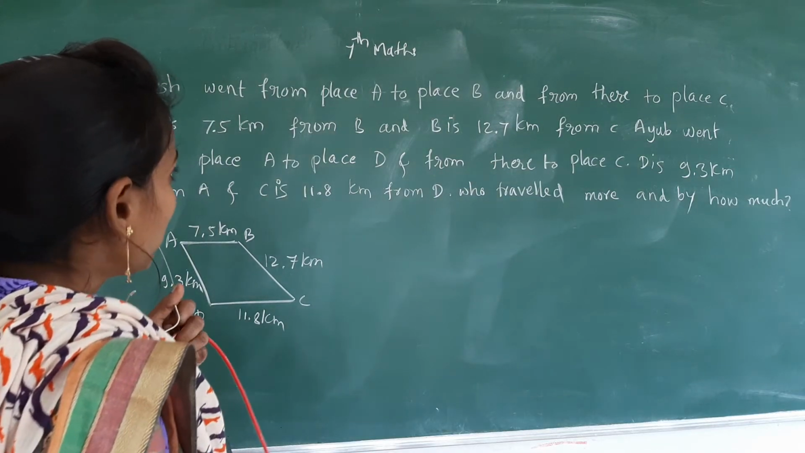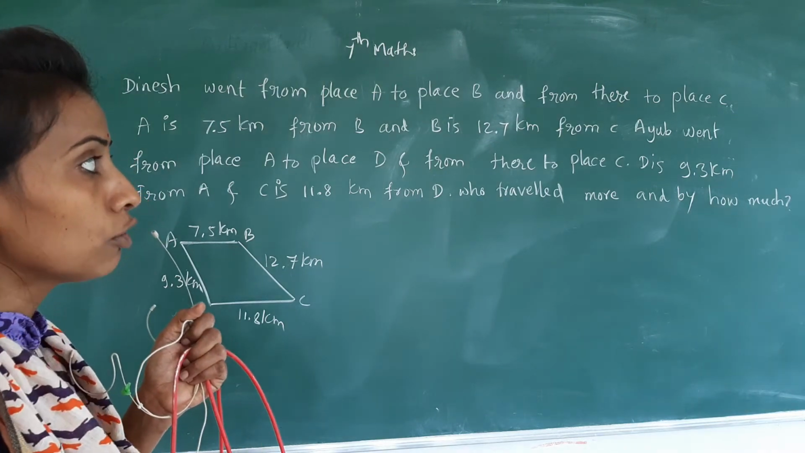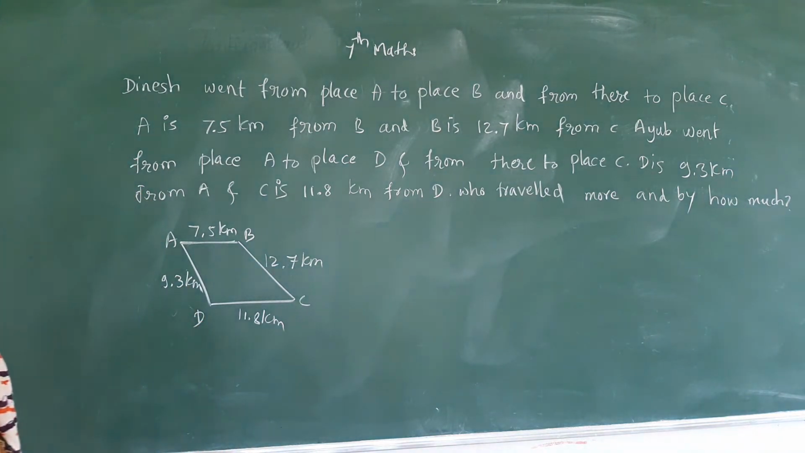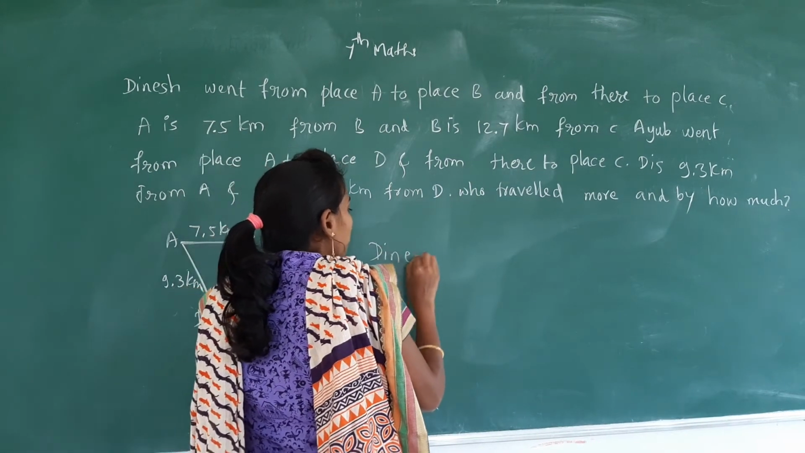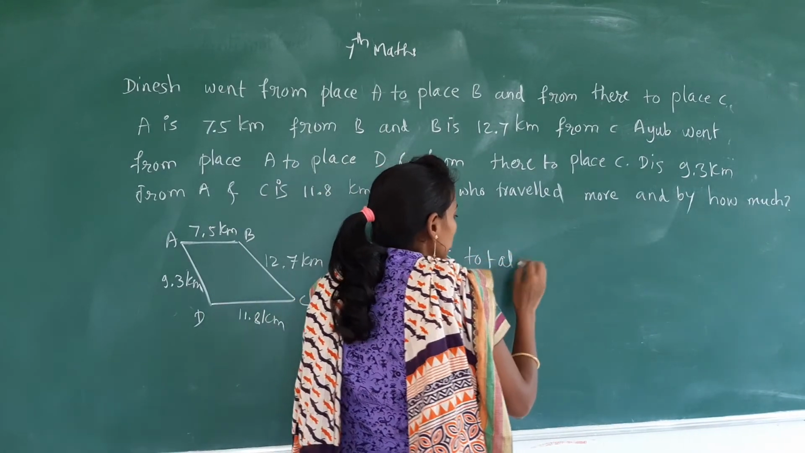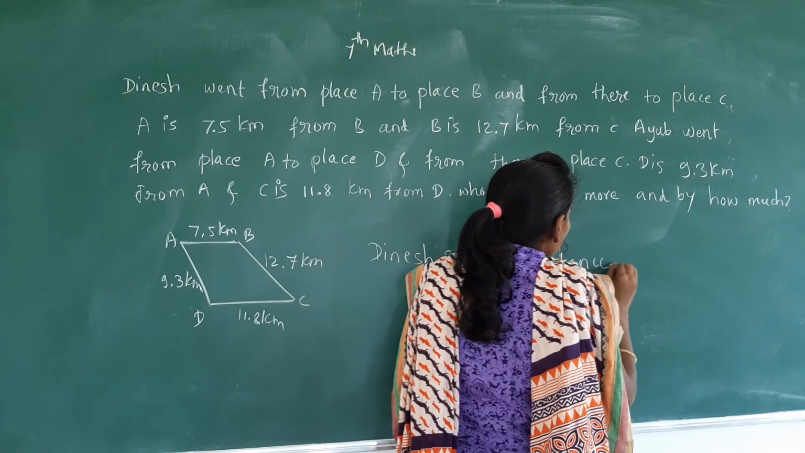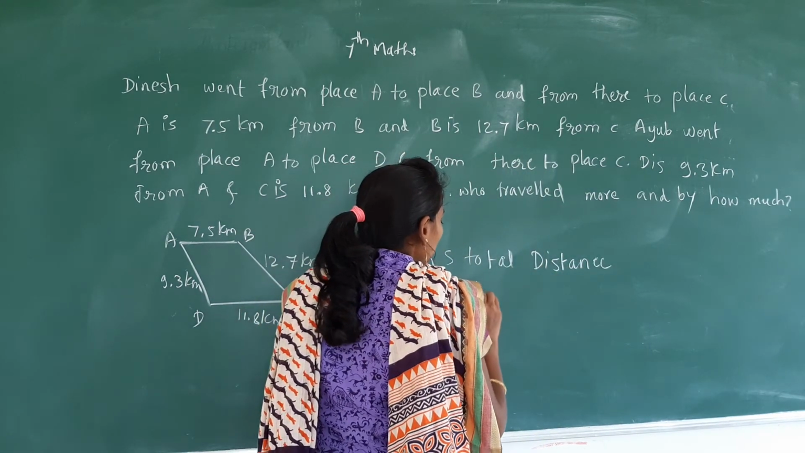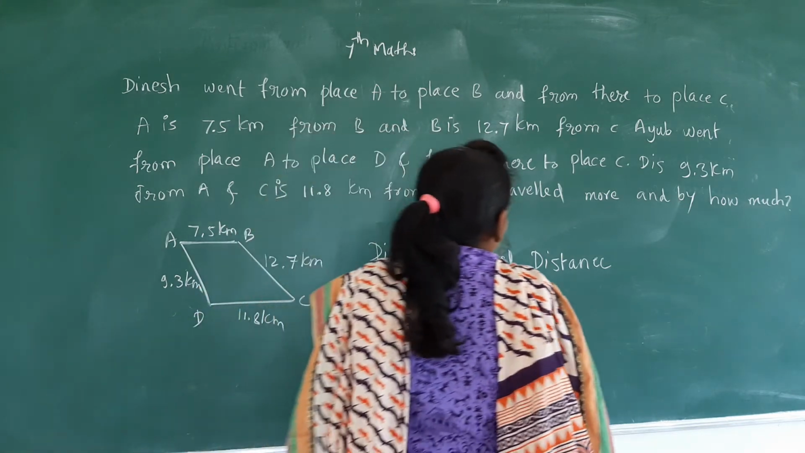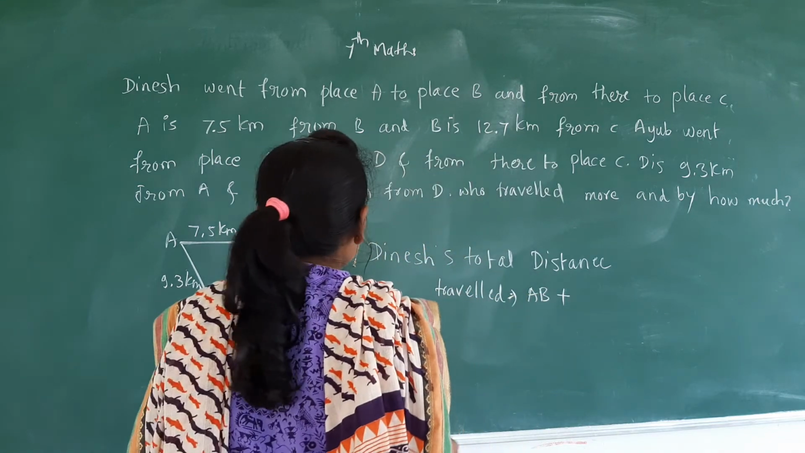See, Dinesh went from place A to B and from there to place C. First Dinesh starts from point A, then goes up to point B, and from B he goes to point C, means he traveled from A to C. We know the value of A to B and B to C, means Dinesh's total distance traveled will be A to B plus B to C.